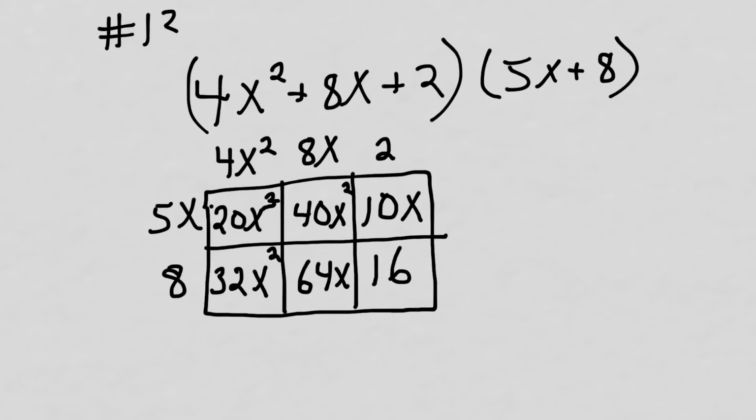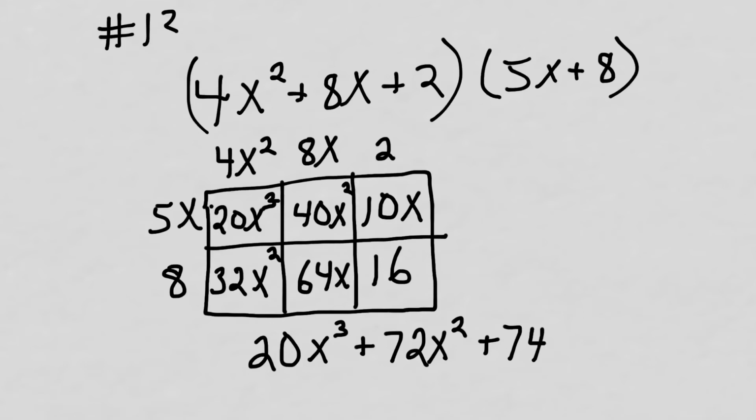Let's start combining these, working in diagonals. Our first one is 20x cubed. Then 40 plus 32 is going to give us 72x squared. 64 plus 10 is going to give us 74x. And we just bring down the 16, and we're done.